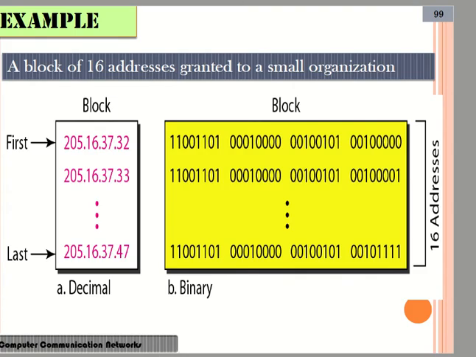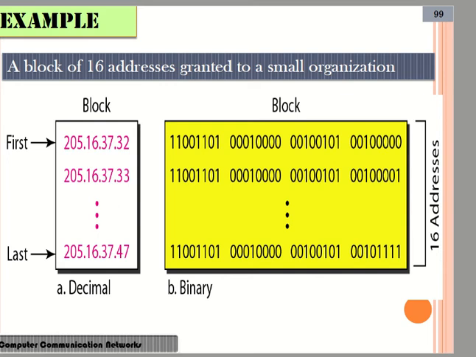As you can see in this example, a block of 16 addresses has been granted to a small organization. That is, a small organization which requires 16 addresses has been allocated. The first address is given as 205.16.37.32. As per the first condition, the addresses should be continuous. So you can see this is 32, similarly 33, 34, and it goes up to 47. So a total of 16 addresses from 205.16.37.32 to 205.16.37.47 have been allocated, and all the addresses are continuous.